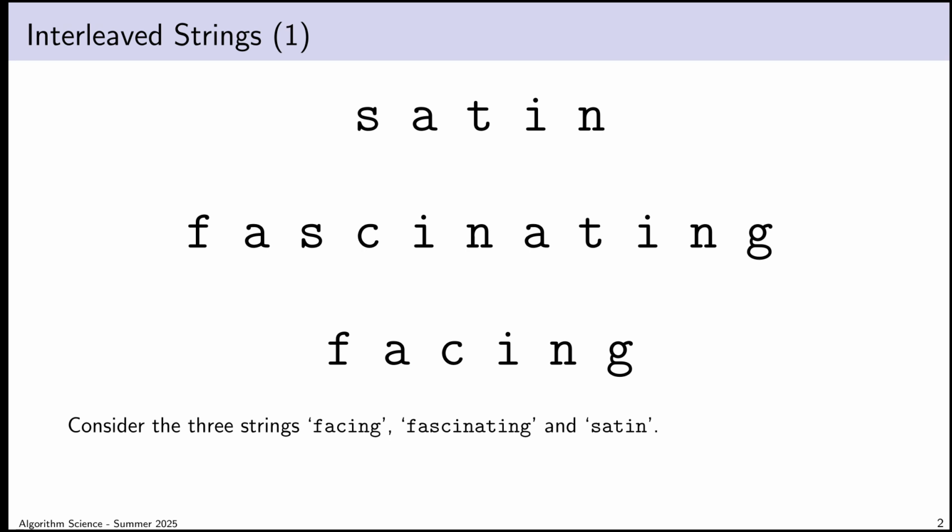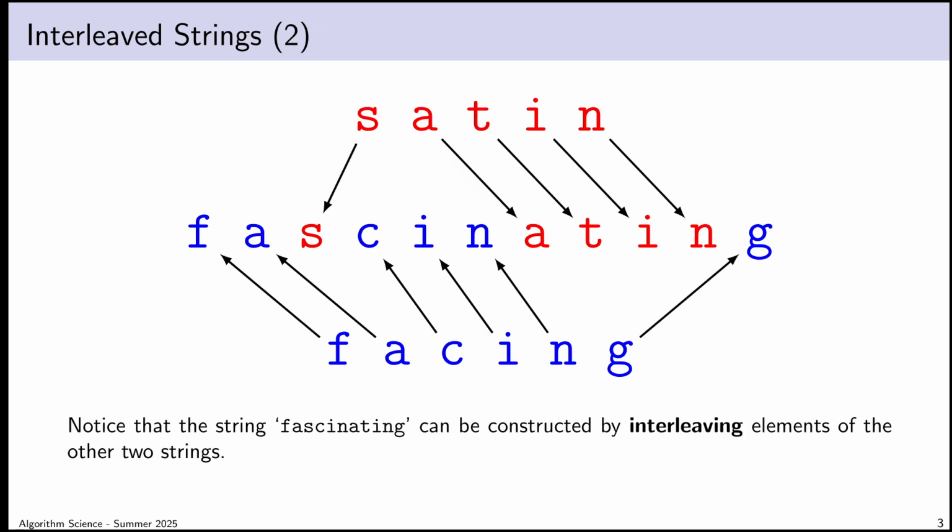All right, so here are some sequences. We've got the word satin. We've got the word down here, facing, and up in the middle, we've got the word fascinating. And it turns out that I can produce the word fascinating by interleaving the elements of the other two smaller words. I guess I have to define what I mean by interleaving. I think it's a pretty intuitive concept. The idea is I want to take the two smaller words, and I want to take one letter at a time from each of the two words from left to right.